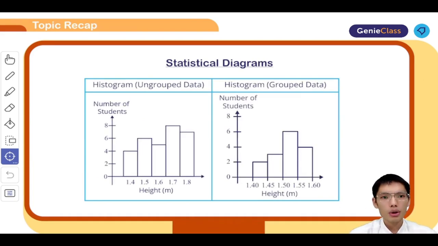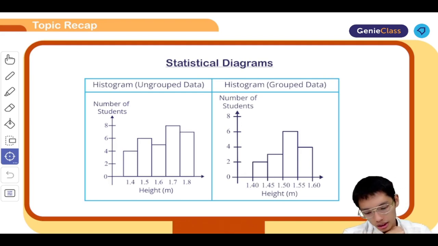Last 2 diagrams before we go on to our first bubble question for today. Okay, so we have 2 different histograms. One is ungrouped, one is grouped. Most of them are almost the same. But can anybody tell me in particular, for ungrouped and grouped data, what is the difference? What is the difference over here for histogram for ungrouped and grouped data?